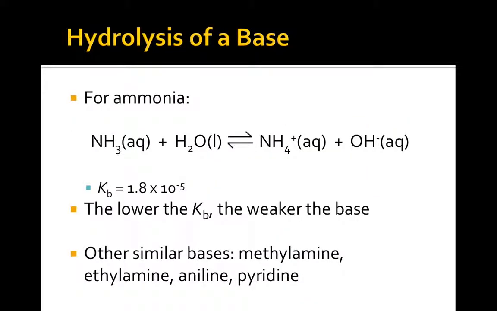Here's an example of the reaction between a weak base, ammonia, and water. The proton is accepted by the base from the water molecule to produce the ammonium ion and the hydroxide ion. The Kb for this reaction is 1.8 times 10 to the negative 5th power. Just as with Ka values of weak acids, the lower the value of Kb, the lower the ion concentrations would be, so the weaker the base would be. Bases like methylamine, ethylamine, aniline, and pyridine all react similarly with water by accepting protons to form their conjugate acids and hydroxide ions.